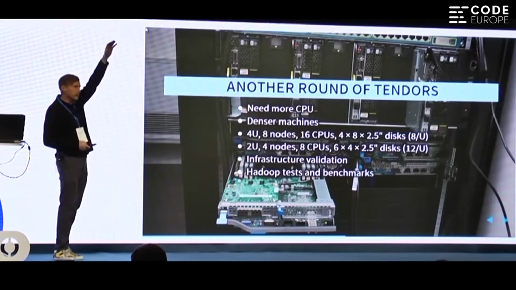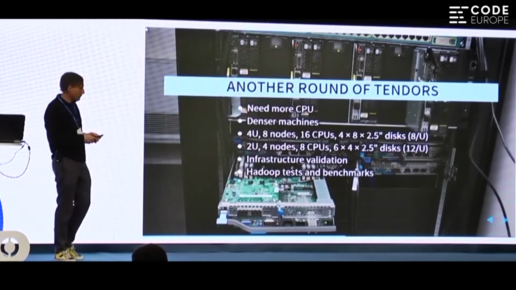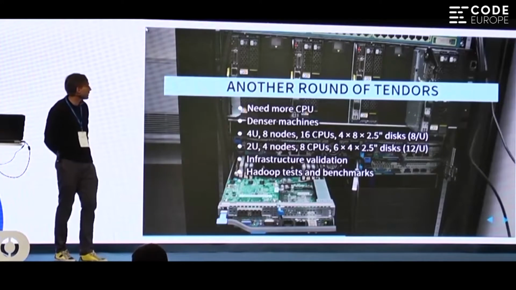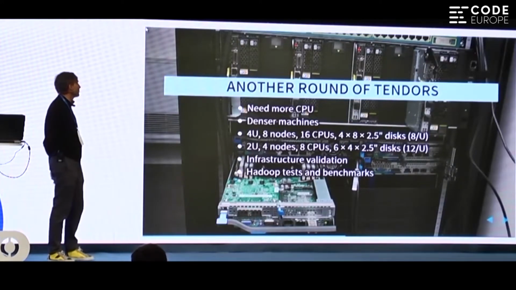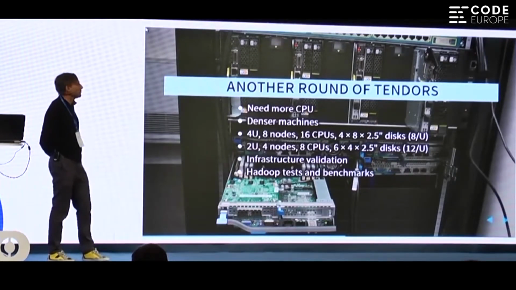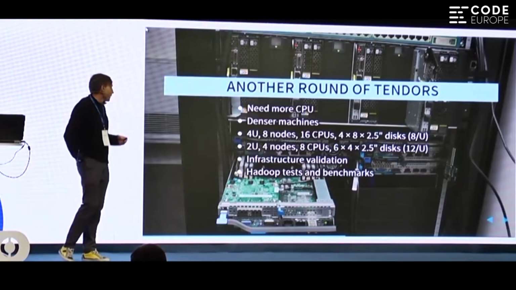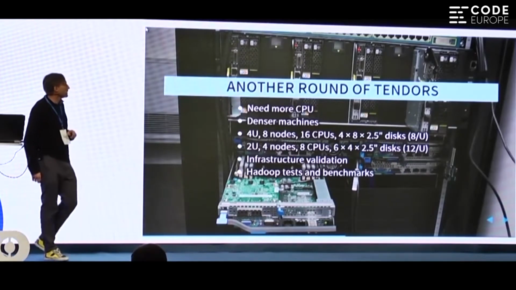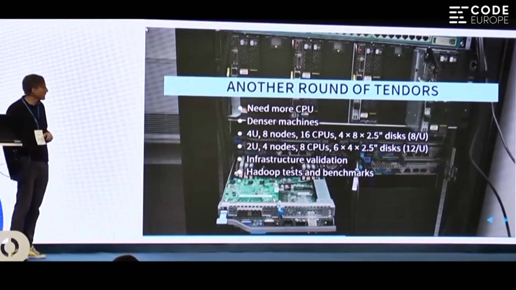You have racks, and racks have got 20 slots in them. So each slot's a unit. So we've got some 4-unit machines, which have each got 8 computers in them, and you can see how much disk space they have. So they've got 16 CPUs. Or we've got some 2U machines, which have the same number of CPUs per rack space, but a little bit more disk space. So the task for the coming months is to validate that these new machines work well, and then we'll buy a couple of racks of each type of machine and test them.